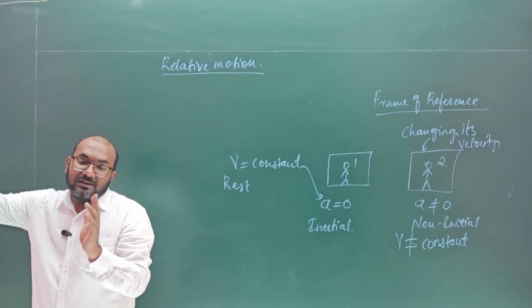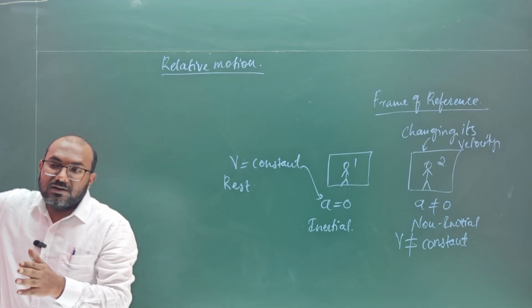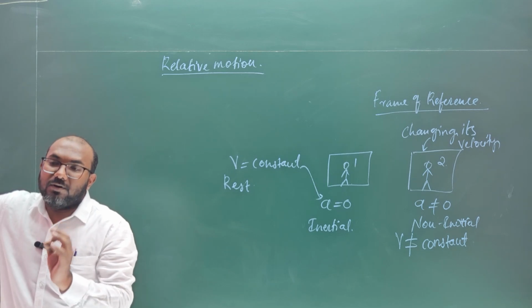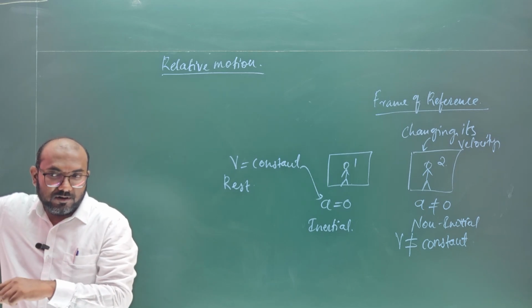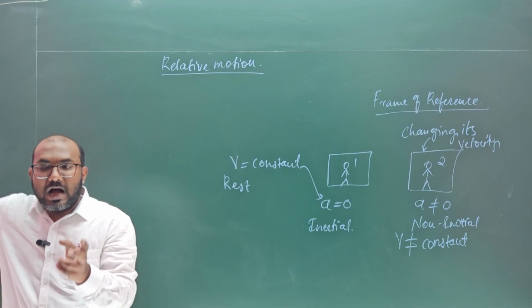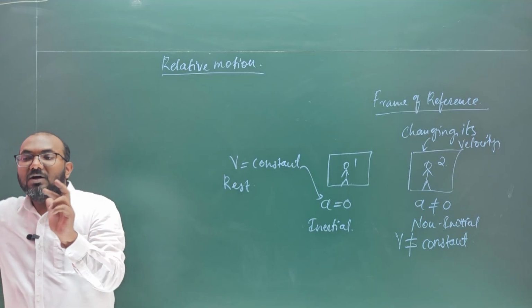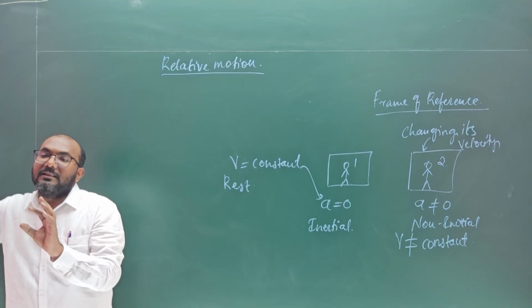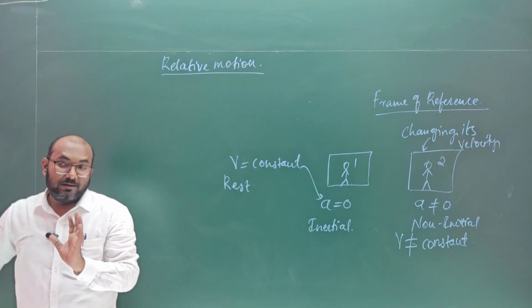If A is equal to 0, that means if acceleration remains 0, then either the body is moving with constant velocity or the body is at rest. If such a thing is happening, either the object is there, or the observer is sitting on that frame, then that frame is called an inertial frame.